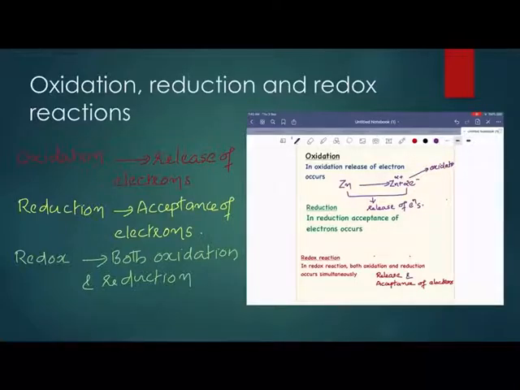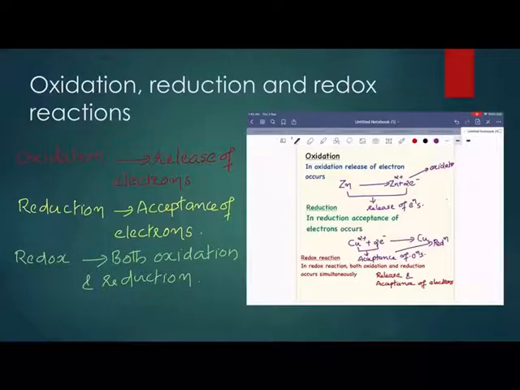In reduction, acceptance of electrons occurs. For example, a copper ion accepts 2 electrons and forms a copper atom. So here acceptance of electrons occurs, and this is known as reduction. So now we have studied the definition of oxidation and reduction.